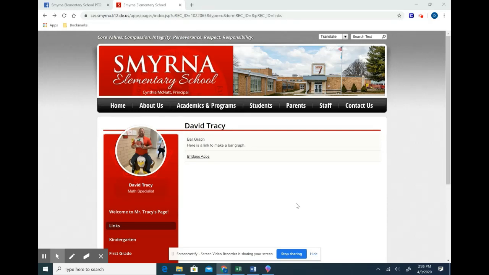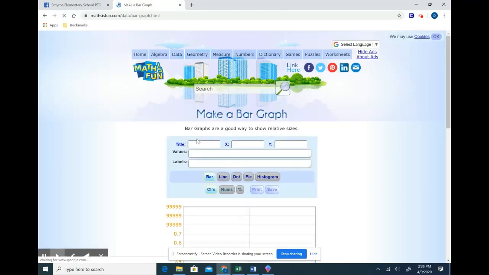In order to create our bar graph, we're going to do it on a website I've called Math is Fun. So you can find this website: if you look on my page where it says links, on the left, you click on it, and then right here, there's a link for a bar graph, and it will take you to your site.